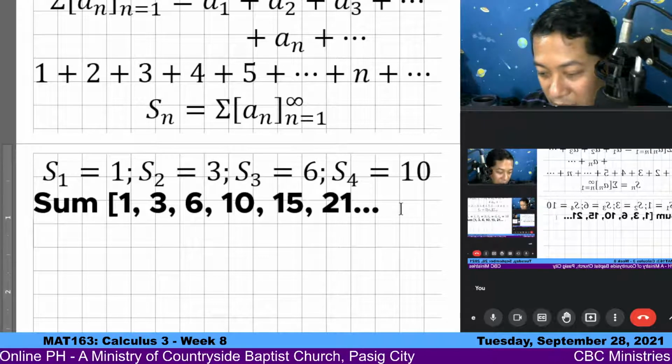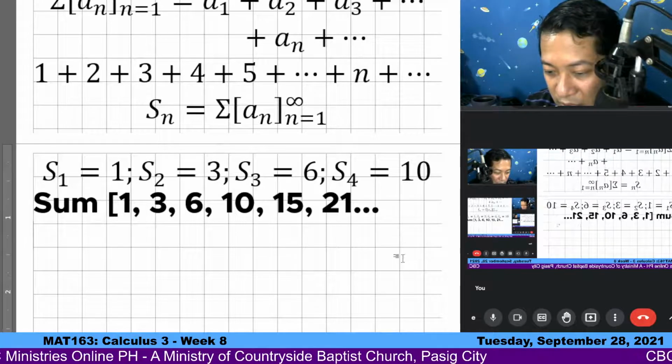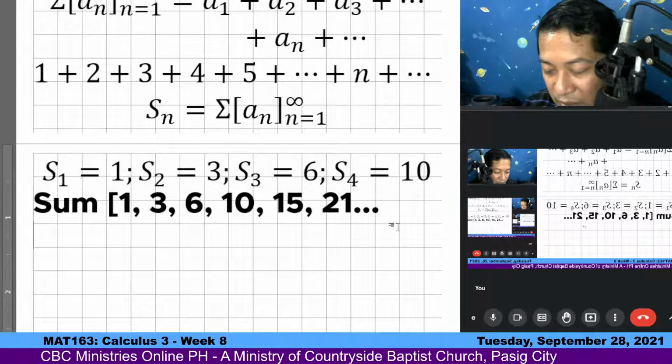Alright. So from here, we could have an assumption that there is an existing S sub 1.